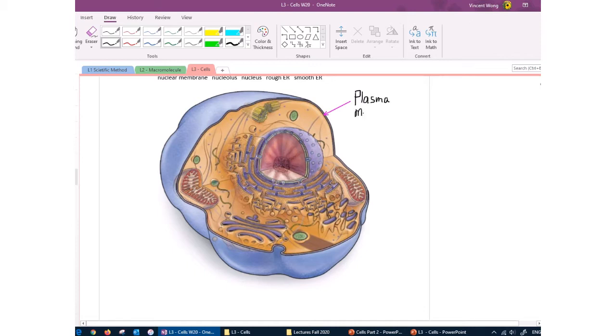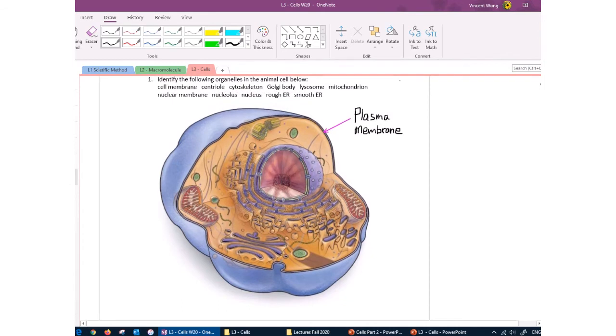Okay, so the plasma membrane is made up of phospholipid bilayer primarily. There is a little bit of cholesterol in it to control the fluidity. And what's really important about the plasma membrane is that they are selectively permeable. They let some things in and some things out, but not everything.